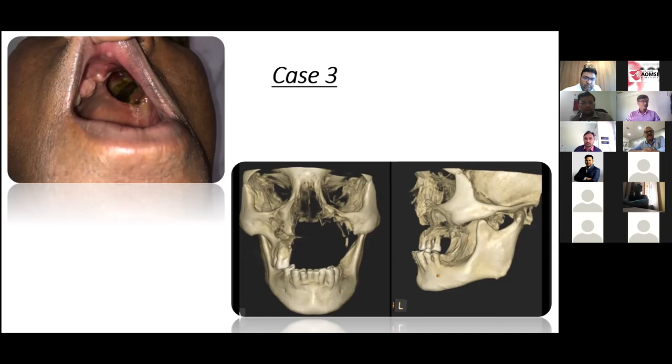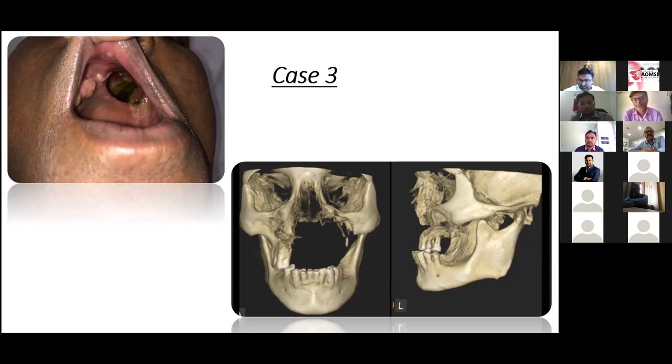I am not sure. But right now, if you ask me, I would ask somebody to close this defect with whatever flap they can. So my question is, such huge defects, can we directly close them with the PSI without any suspicion? No, absolutely no. You cannot place a metal in that defect. You have to close this defect only either with the flap or a prosthesis, an obturator, which the patient can remove themselves.